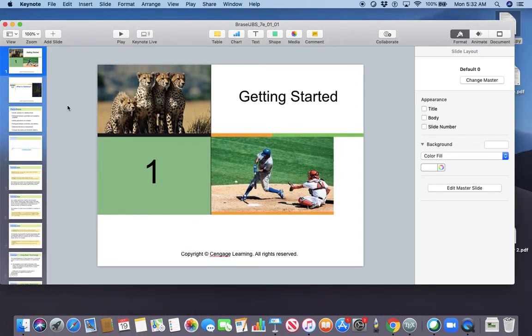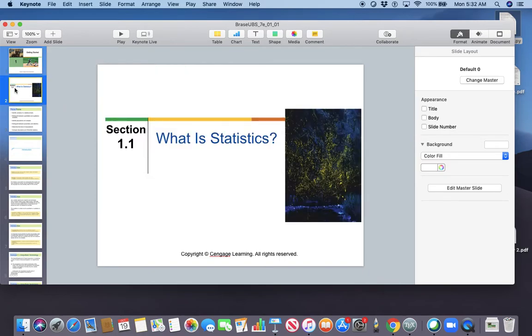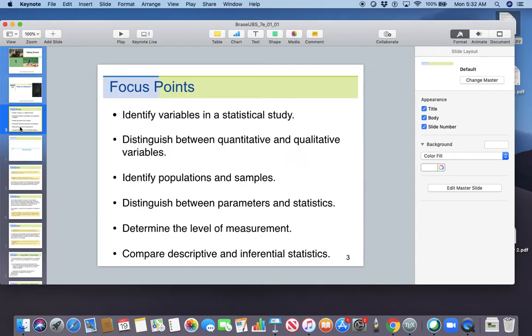Welcome. So, this is Statistics course, Chapter 1, Getting Started, Section 1.1, What is Statistics? The focus point of this particular section is to identify variables in a statistical study. Variables means things which change. So, you want to identify the appropriate variables in a statistical study.